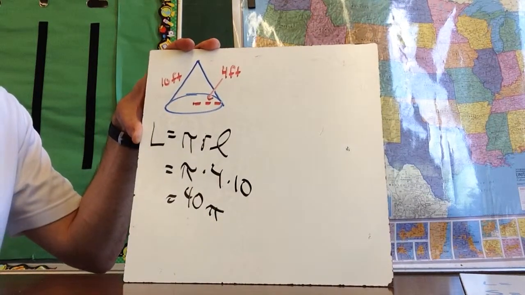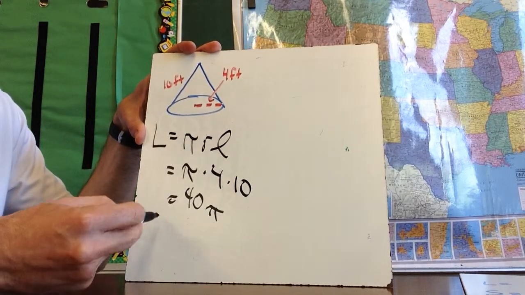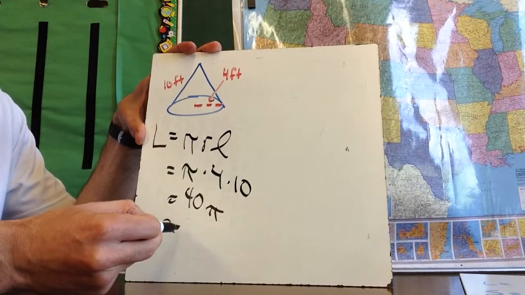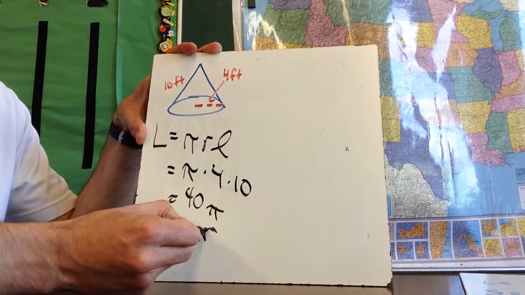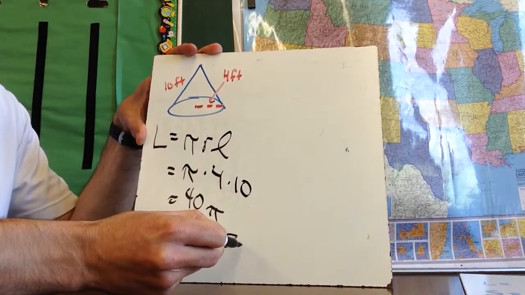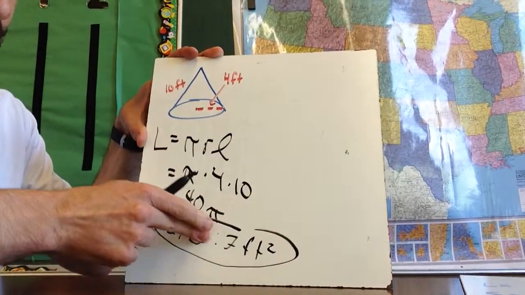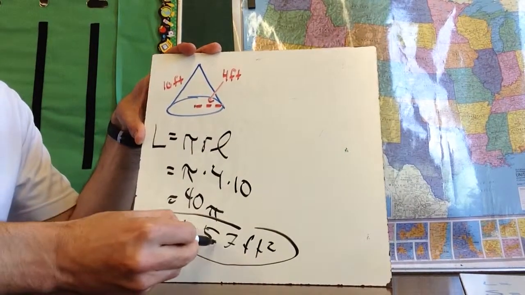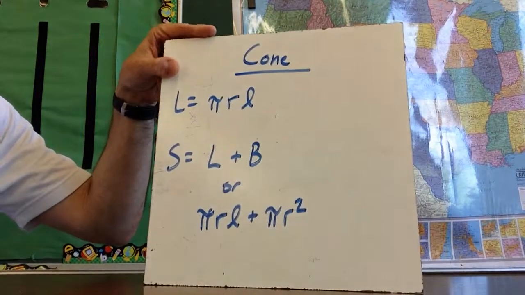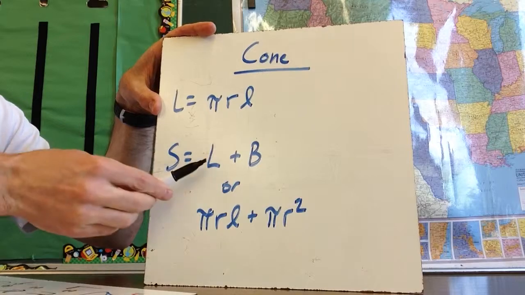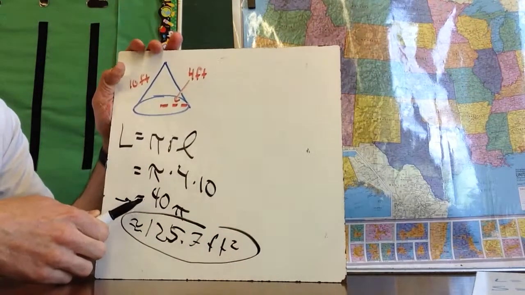It probably makes sense to leave my answer as 40 pi at this point, but if I only wanted to find the lateral area, I could round it: it's 125.66637, so I'd round this to 125.7 feet. This should be a 7, sorry. But I probably want to leave it here for now, because I'm going to use the surface area formula, which is the lateral area plus the area of the base. And I want to keep this as a pi because I'm going to round it later.